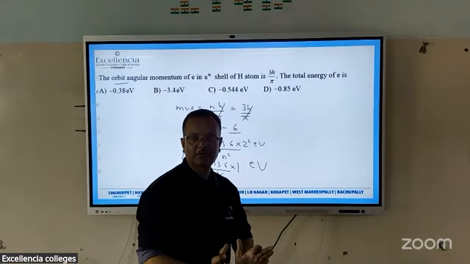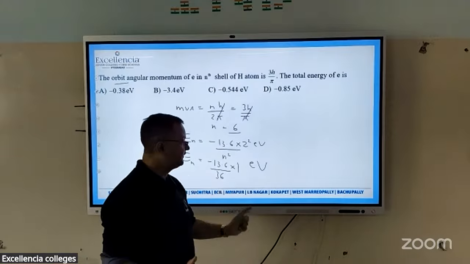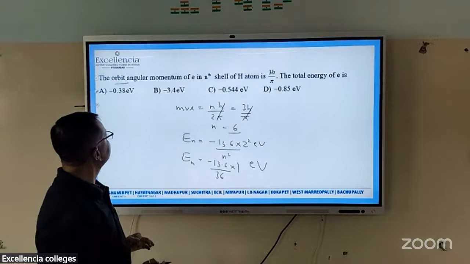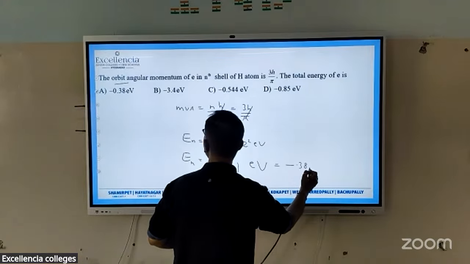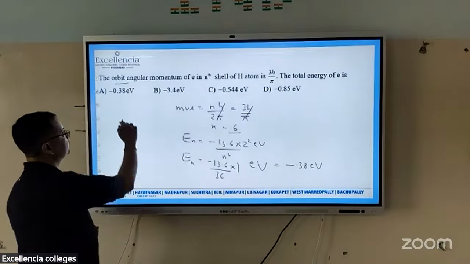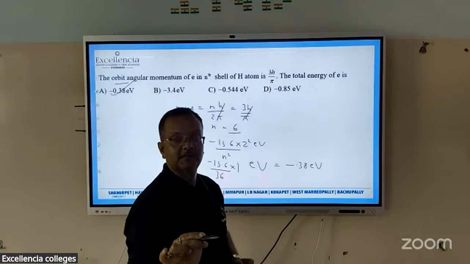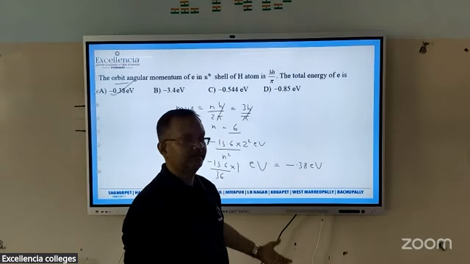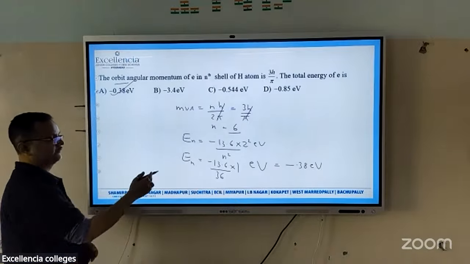So you see how to solve this question. It was very, very easy. When you solve it, it's coming to be minus 0.38 electron volt. This is the answer, so option A. This was the simplest question of this paper, and we can just do it with Bohr's model. Correct? Done. So this question is done.